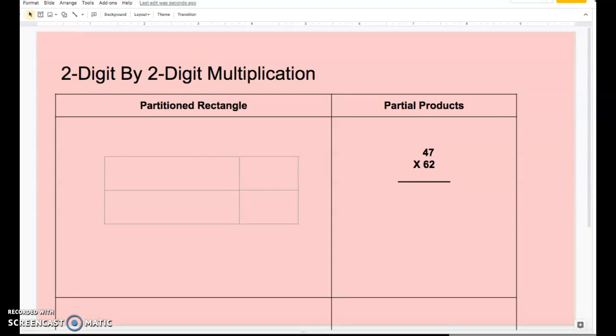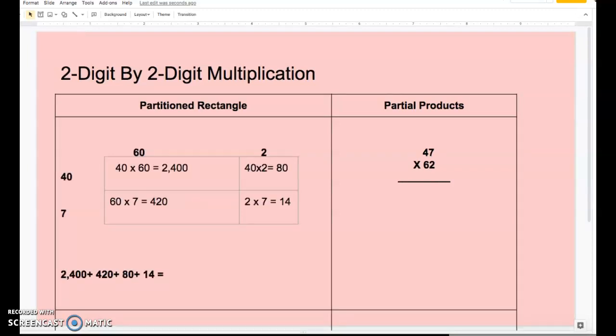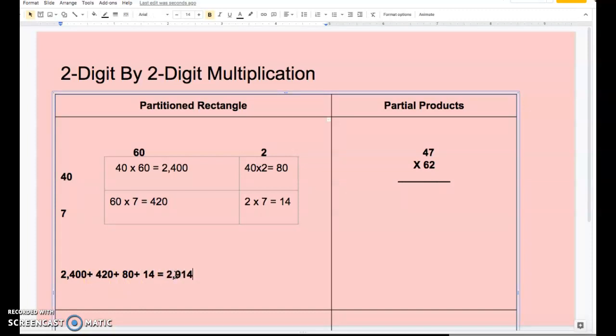Welcome back. So let's go over the partitioned rectangle first. If your partitioned rectangle looks something like this, you're on the right track. I split up 47 into 40 and 7, and 62 into a 60 and a 2. When I did each part together, I knew I had to add 2,400 plus 420 plus 80 plus 14. And when I did that, I got my answer of 2,914.